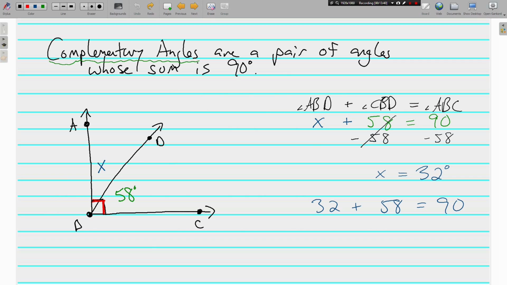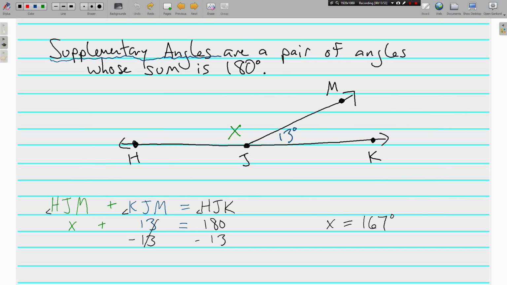Our next relationship is complementary angles. These are a pair of angles whose sum is 90 degrees. And then our last one is supplementary angles. It's a pair of angles whose sum is 180 degrees. So several new types of angle relationships here in this video.